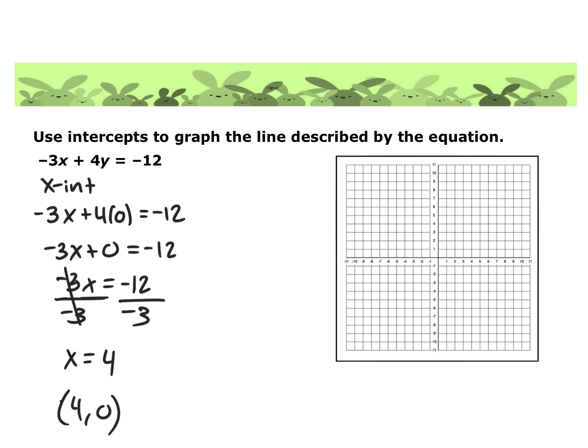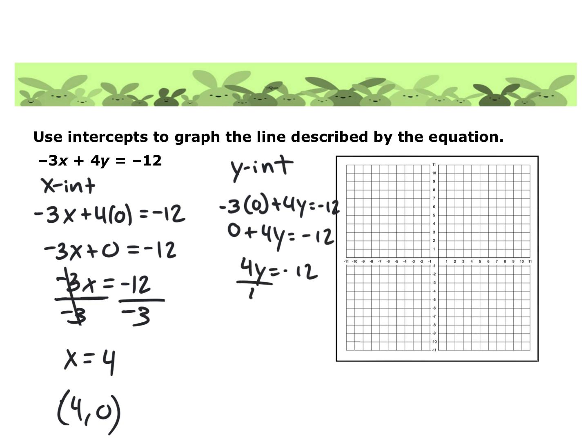And then for our y-intercept, we're going to set the x equal to 0. So we have 3 times 0 plus 4y equals negative 12. So 0 plus 4y equals negative 12. 4y equals negative 12, divided by 4, divided by 4. We get that y is equal to negative 3. So we get the points 4 comma 0 and 0 comma negative 3. We're going to plot them right here and right here. Draw a line through it, and that is your answer.